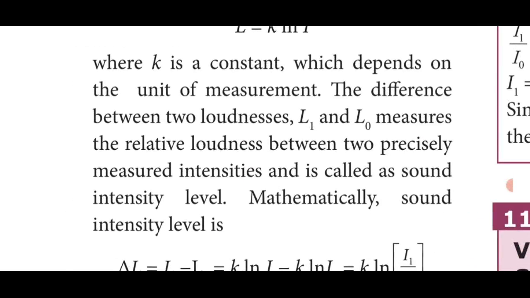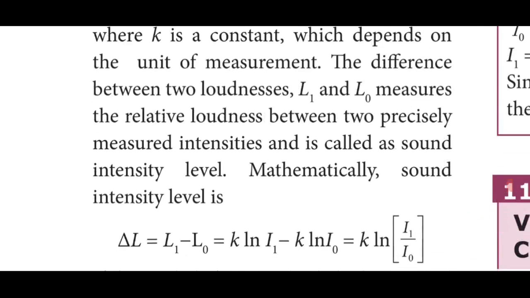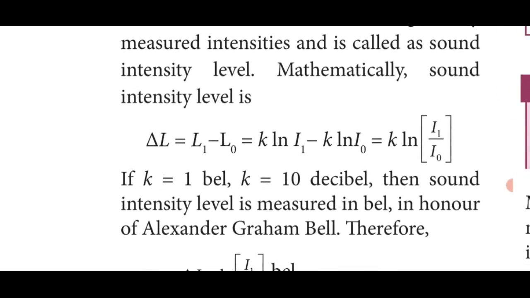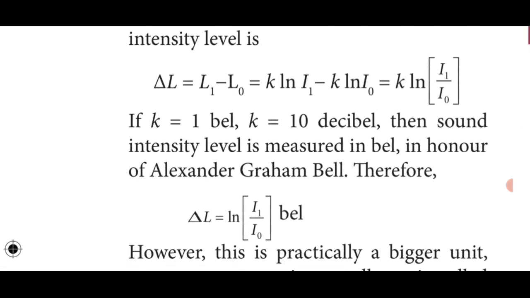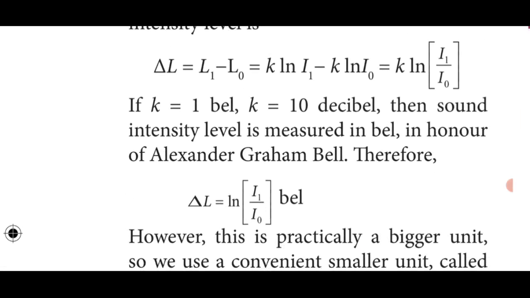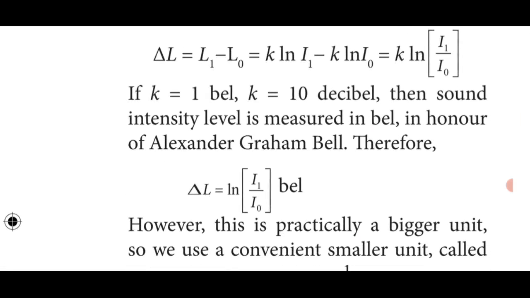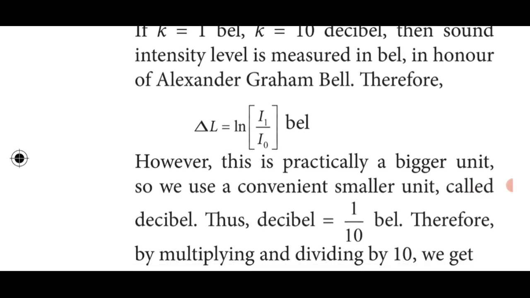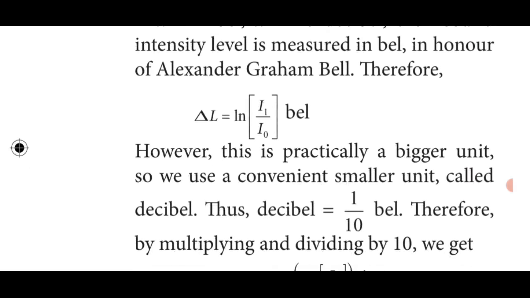The difference between the two loudness L1 and L0 measures the relative loudness between the two precisely measured intensities, called the sound intensity level. So delta L is equal to L1 minus L0, that is equal to K ln I1 minus K ln I0, that is K ln(I1 by I0). When K is equal to 1 bel, the sound intensity level is measured in bel, in honor of Alexander Graham Bell. So delta L is equal to ln(I1 by I0) bel.